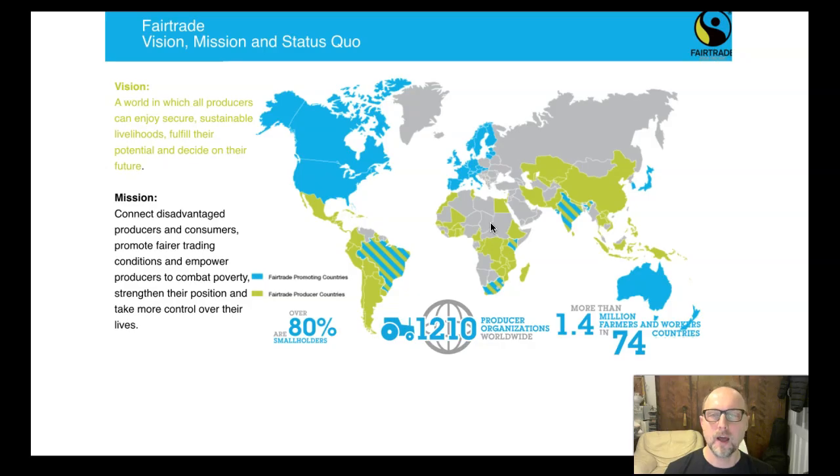So here on this map, we can see where the fair trade organizations are located and where the farmers are, right? So the green ones, that's where the farmers are, in the green countries, including China. And then the consumers who buy the fair trade produce are in the countries marked in blue, right?